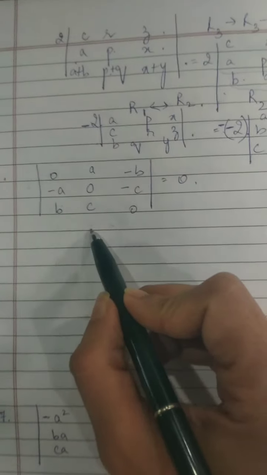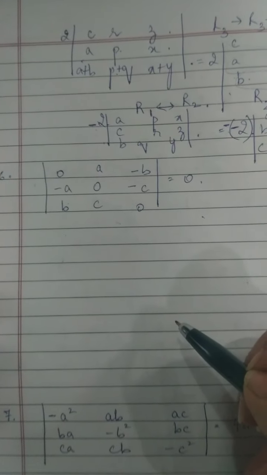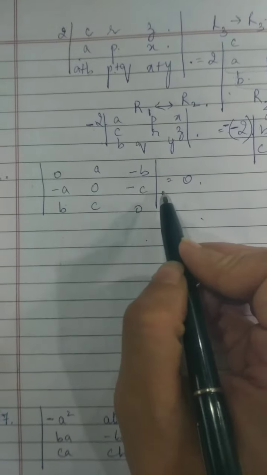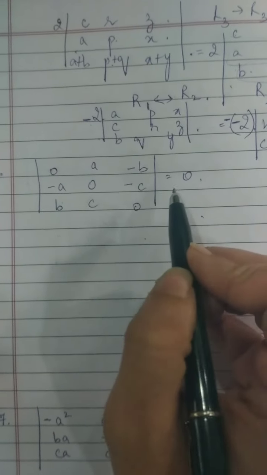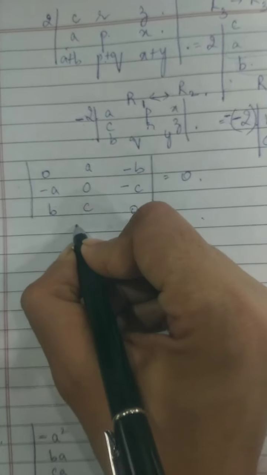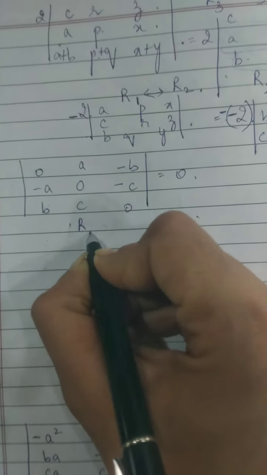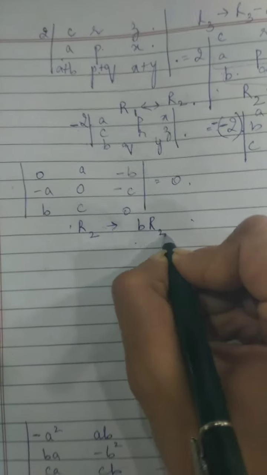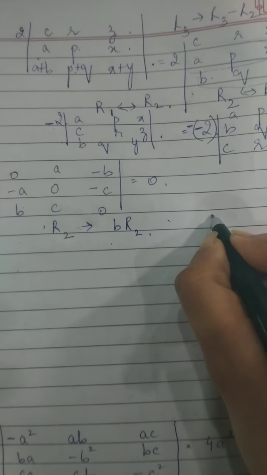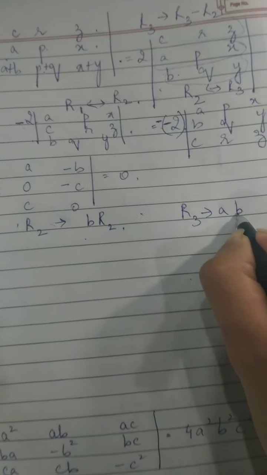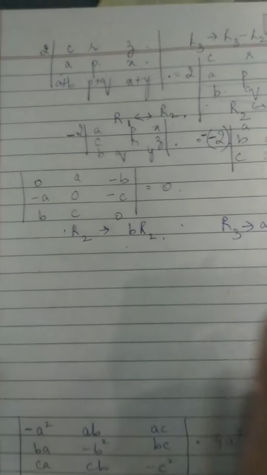Moving on to question number 6. We have to prove that this determinant value is equal to 0. Remember, students, in determinants, if you are multiplying a particular row or a column with a constant value, you need to divide it at the same time. How? See, if I have to multiply row 2 with B, right? And at the same time, I have to multiply row 3 with A. I can't do it directly.